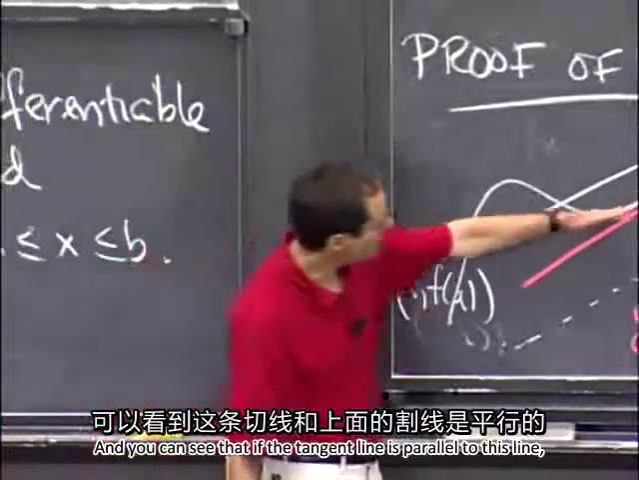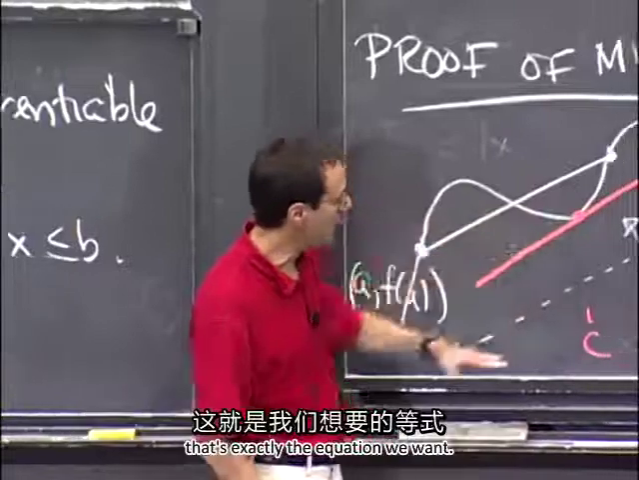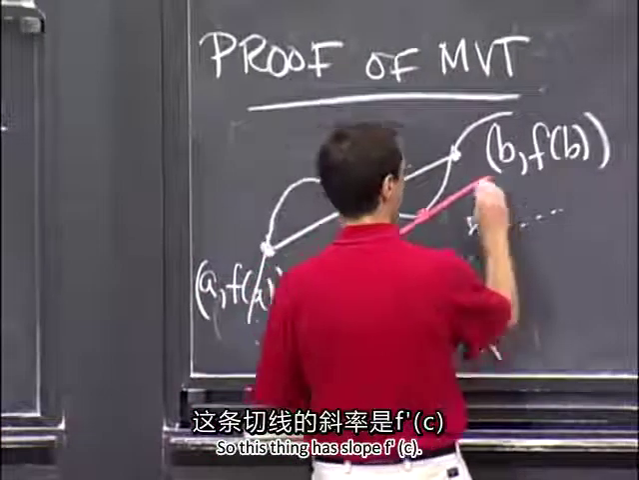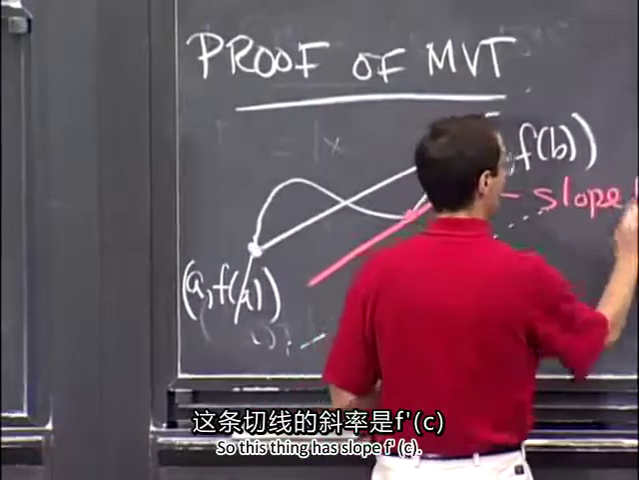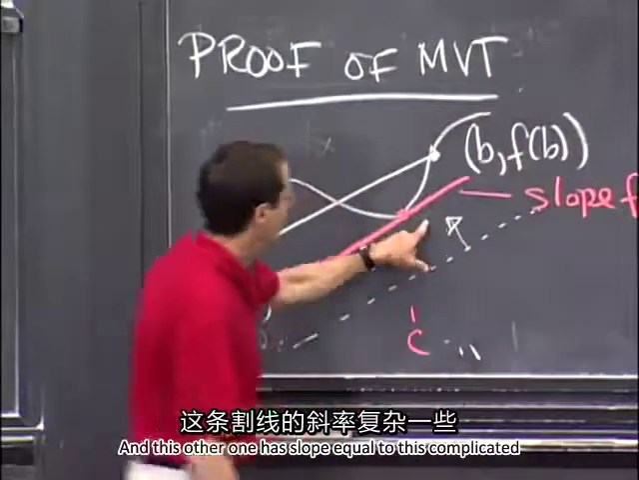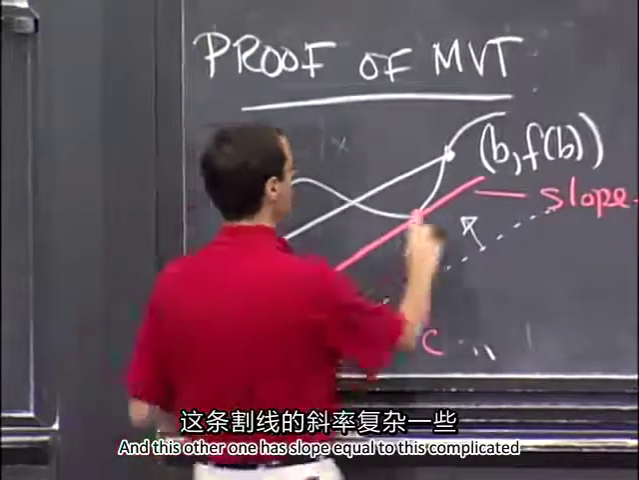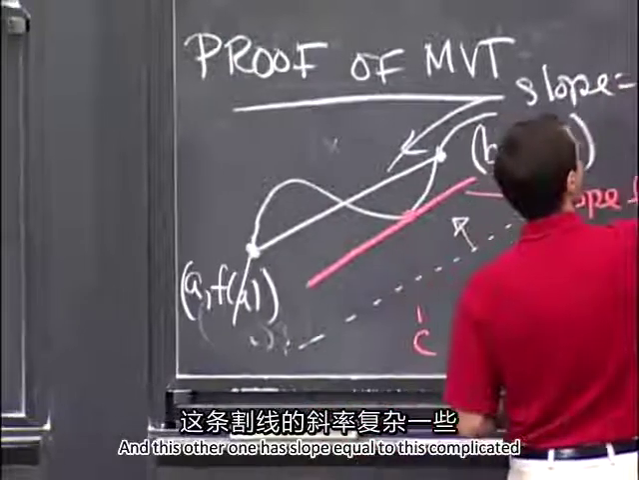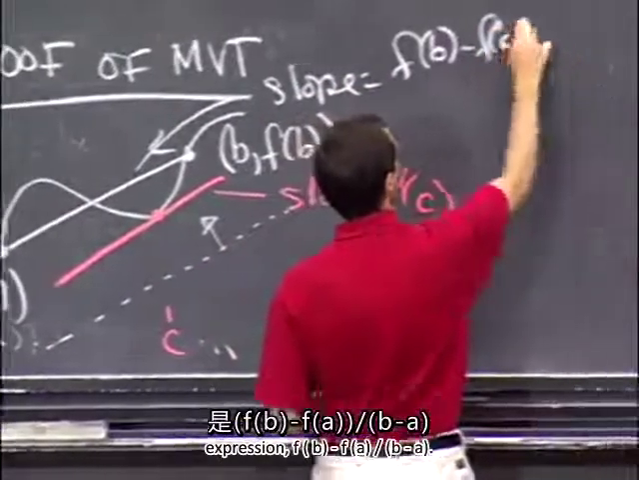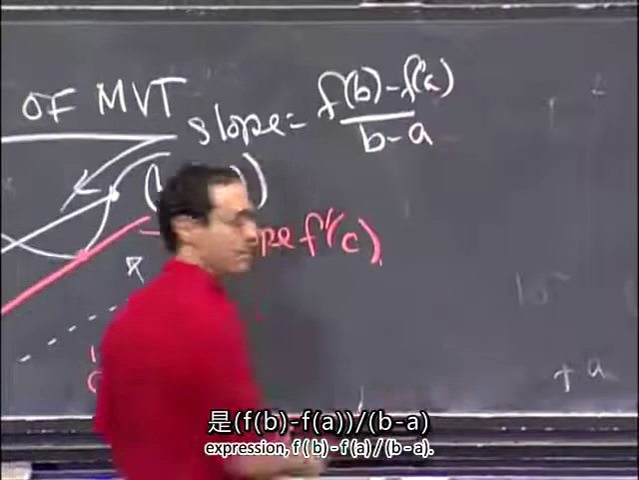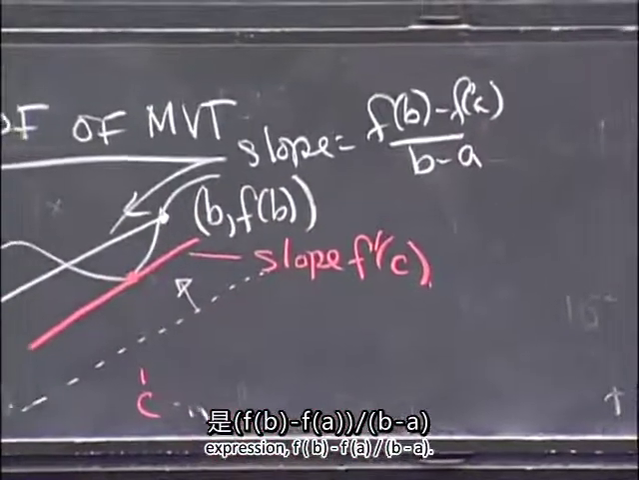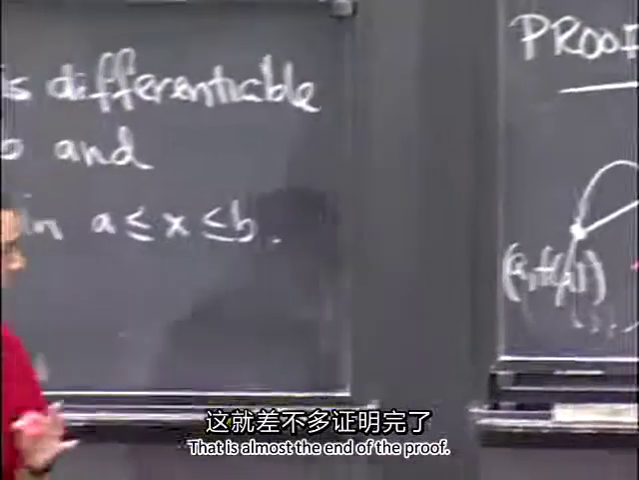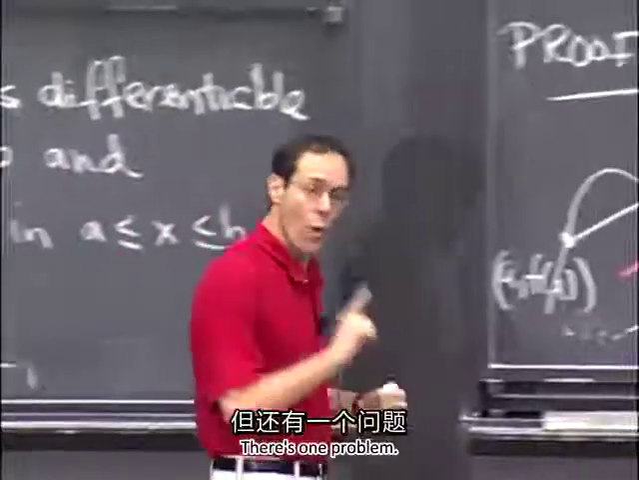And you can see that if the tangent line is parallel to this line, that's exactly the equation that we want. So this thing has slope f prime of C, and this other one has slope equal to this complicated expression, f of B minus f of A divided by B minus A. That is almost the end of the proof. There's one problem.